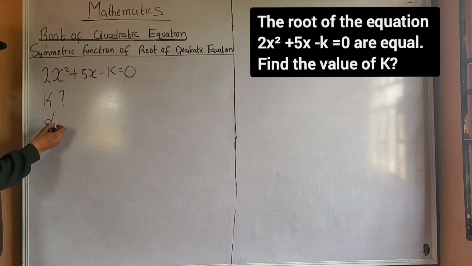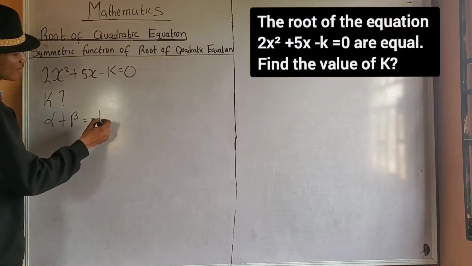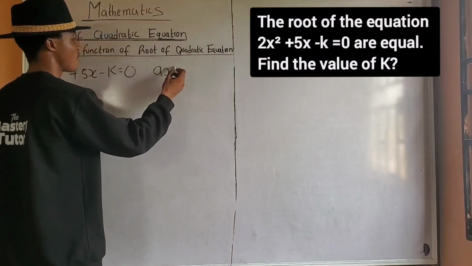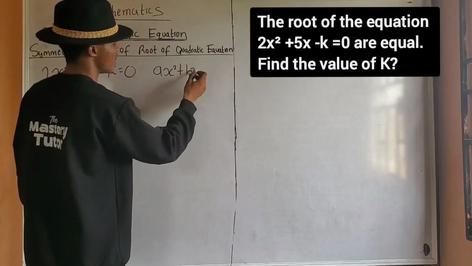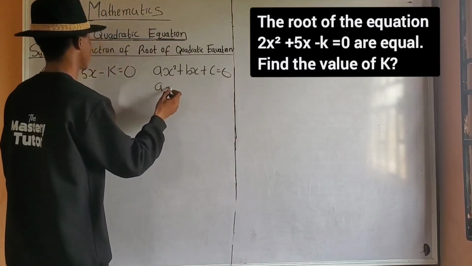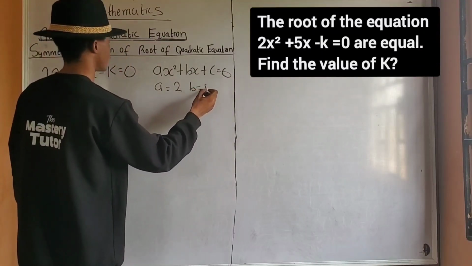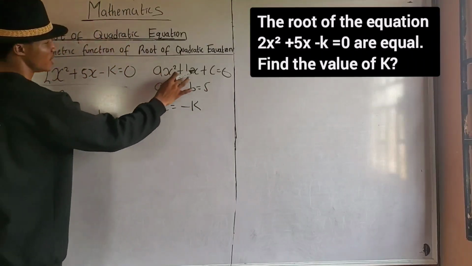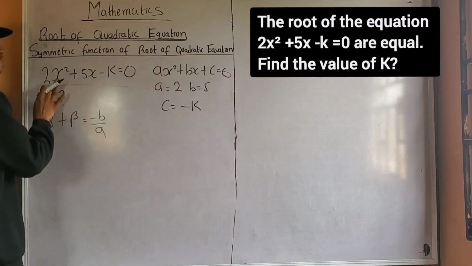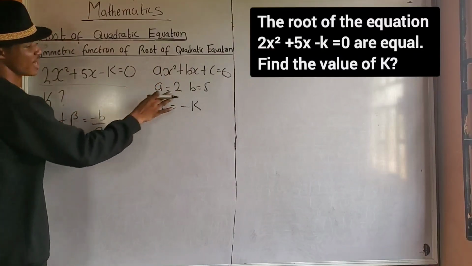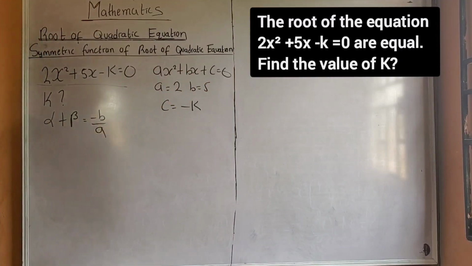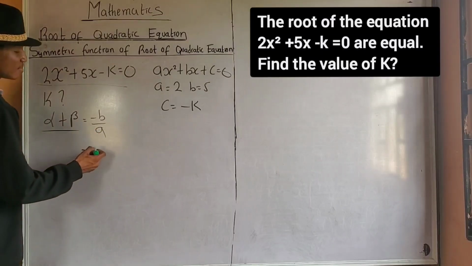Do you know sum of root equals to minus b over a? And from the general form of quadratic equation ax² plus bx plus c equals to 0, a equals to 2, right? B equals to 5, and c equals to what? Minus k. Is that not it? If you compare this equation with the general equation, a is the coefficient of x². So the coefficient of x² here is what? 2. So a is 2, b is what? 5, and c, which is the constant term, is minus k.